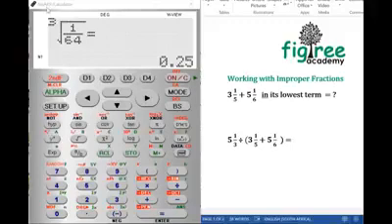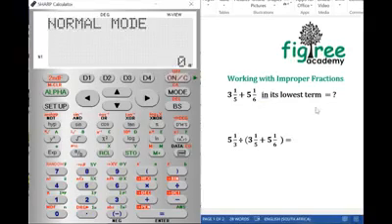Now in this lesson, we want to deal with improper fractions and mixed fractions. These questions are usually common in paper 2, so we want to learn how to use the calculator on this. For example, I have 3 and 1/5 plus 5 and 1/6 in its lowest term. This is the latest calculator, a WebView Sharp DL.